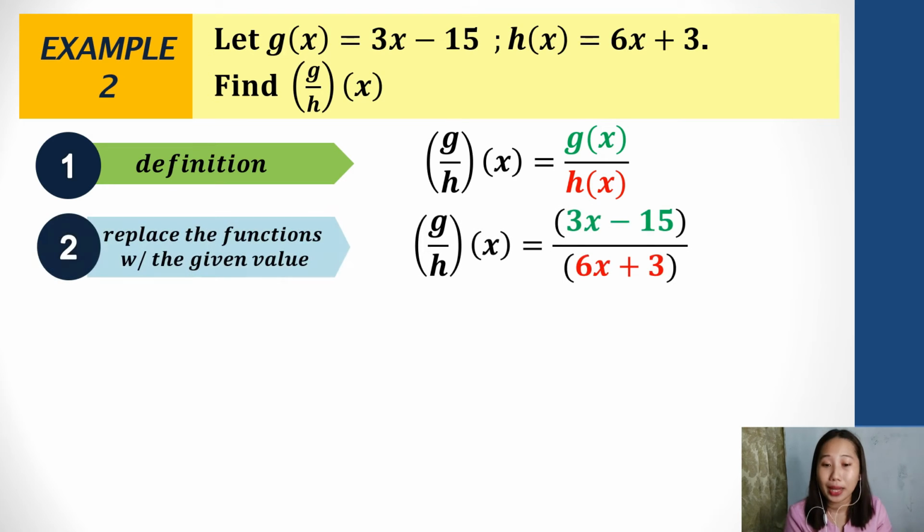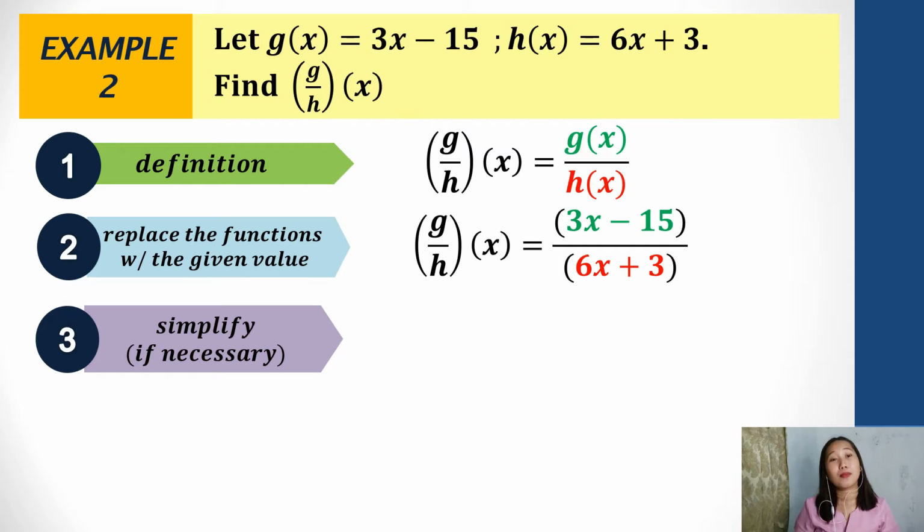Second step is to replace the functions with the given value. So we have 3x minus 15, itong si g of x, at itong si h of x ay si 6x plus 3. So, sinubstitute lang natin. Remember ha, do not forget to write parentheses talaga. So, of all the operations that I presented to you, we should never forget on putting parentheses para hindi tayo malito and systematic yung process or systematic yung pag-solve natin ng ating problem.